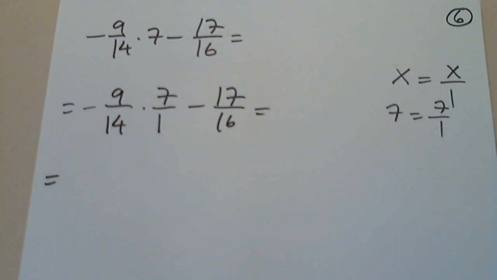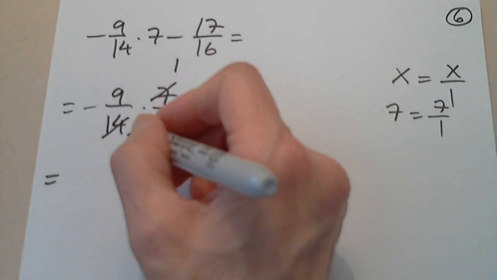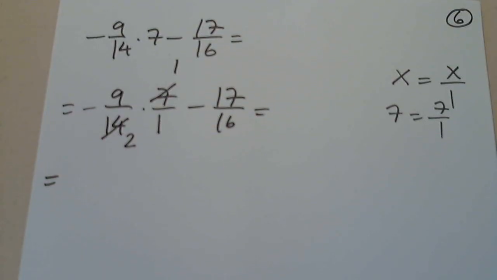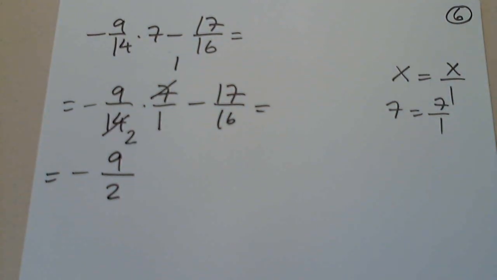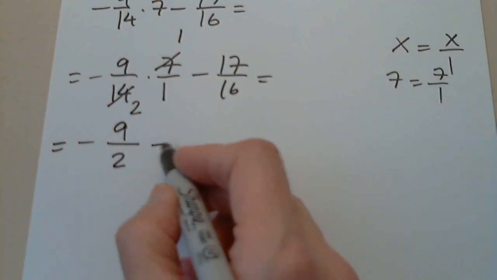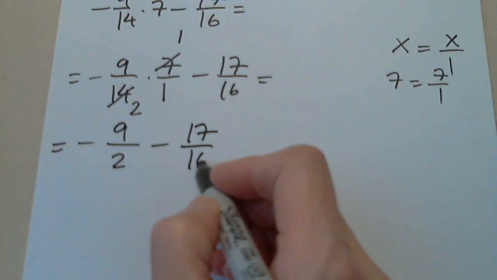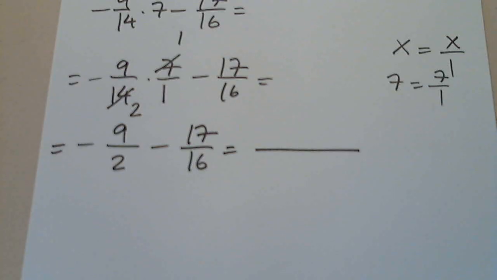Yes, we always simplify before multiplying. And I can. 7 by 7 and 14 by 7. Only a factor from the top with a factor from the denominator. So then this fraction is simplified to negative 9/2. 9 times 1, 2 times 1. Minus 17 over 16. And this is a nice situation, because 16 is a multiple of 2.